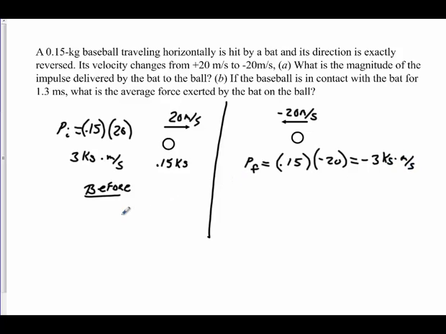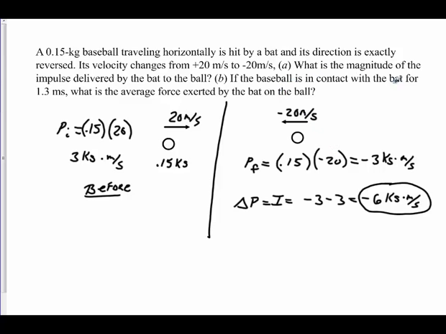Alright, so now let's find out what the change in momentum would be. Can we not say that the change in momentum, which is also equal to impulse, is going to equal my final minus my initial, which is going to give me minus 6 kilograms times meters per second. So this value right here is the impulse delivered by the bat to the ball.